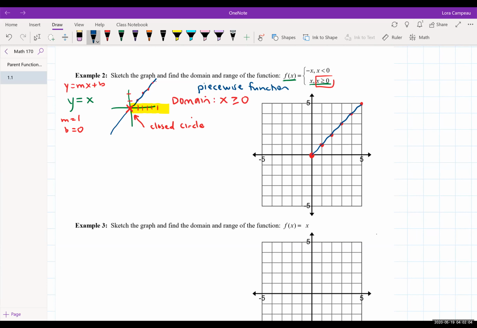Now, it doesn't always end at 5. It goes on forever and ever. We're going to remember that. So that is one piece of the function. If I want to draw the other piece, I'll give you another color code. I'd like to look at the top piece, f of x equals negative x, or another way we would say y equals negative x. And I'll draw that.